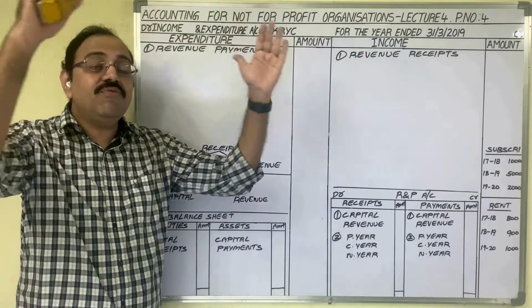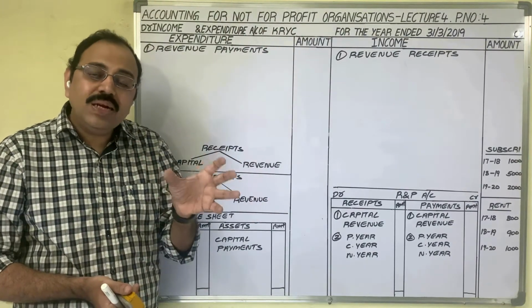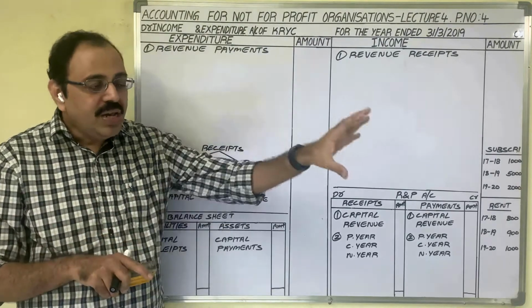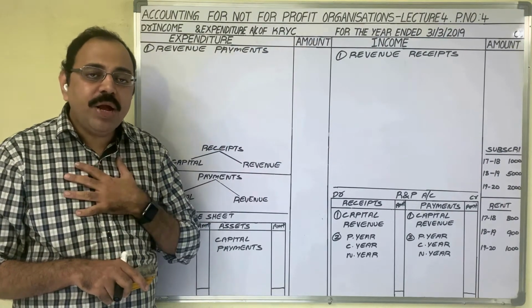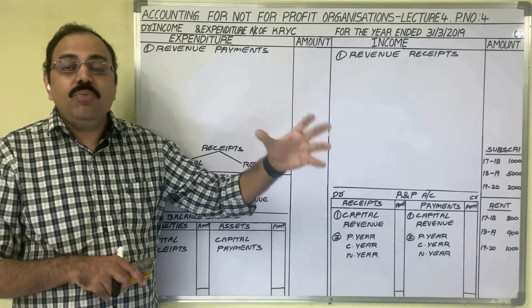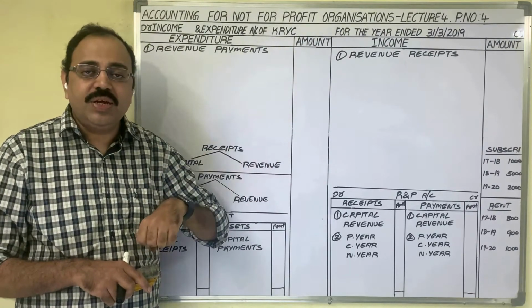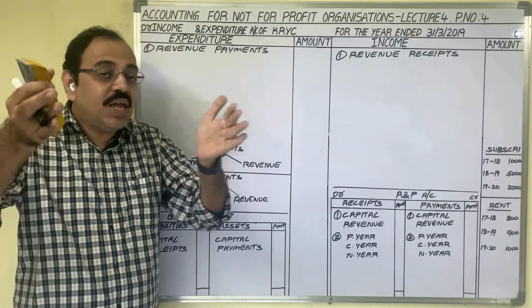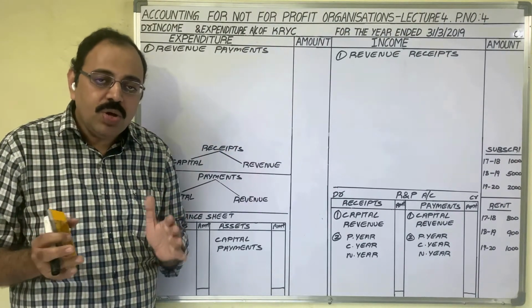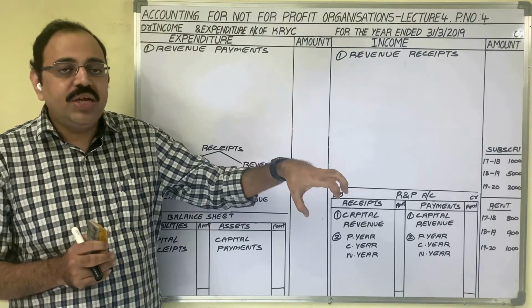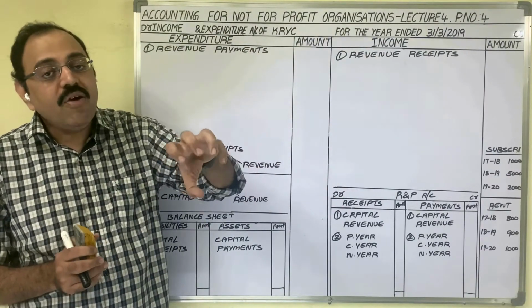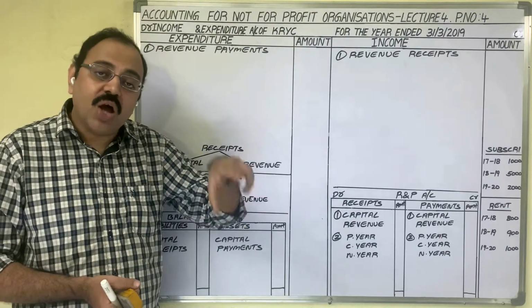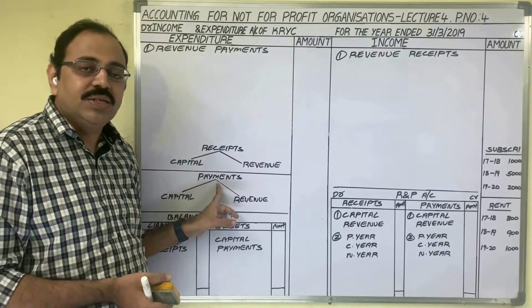a company is constructing one building. To construct the building, we need one plan. That plan is made by one engineer and the company pays some amount to him. Because of this expenditure, that building came into existence, one fixed asset came into existence. So the fee paid to the engineer is also a part of building cost. Means the fee paid to the engineer is also one capital payment.